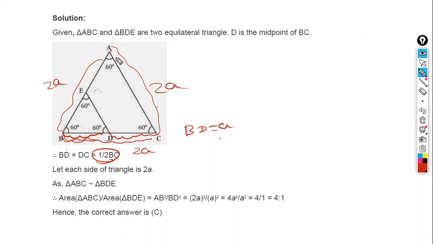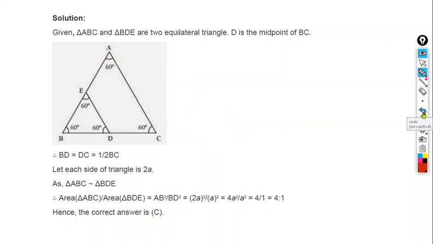That is A. So the side of this big triangle ABC is 2A, and one side of this small triangle BDE is A. Now, triangle ABC is similar to triangle BDE. Why? Because they are equilateral triangles.